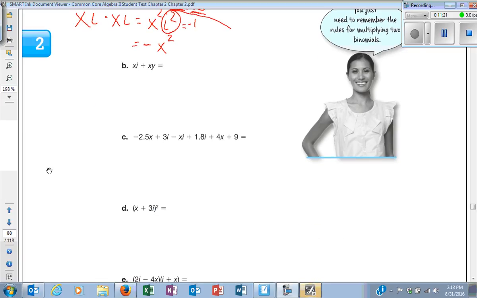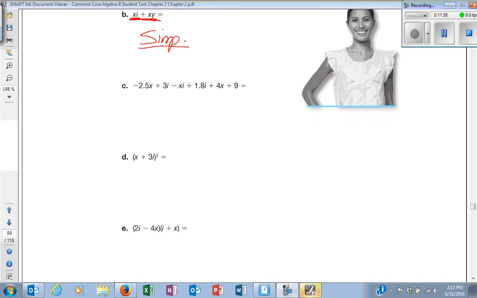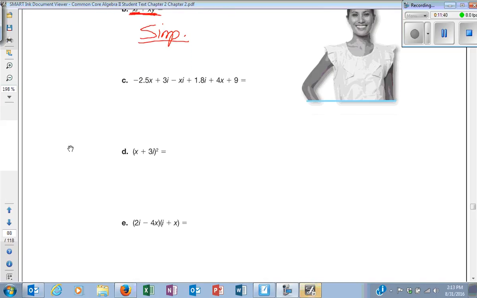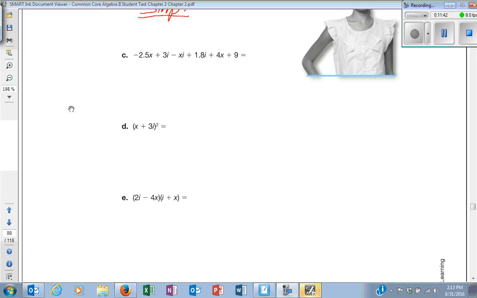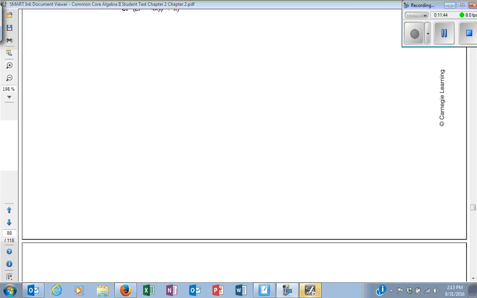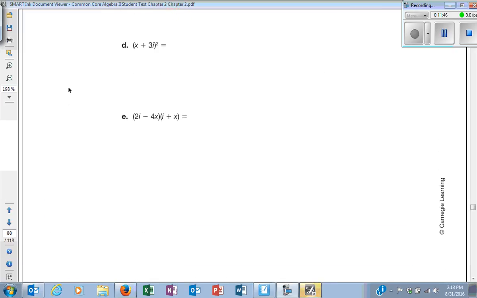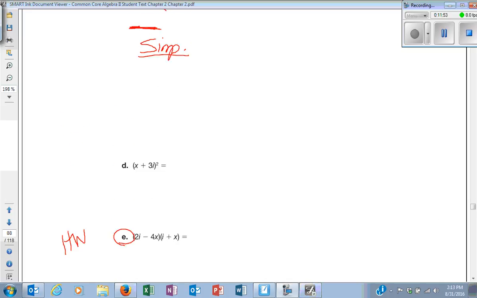Now B looks fairly similar, but here we have xi, here we have xy. You cannot combine those. That is as simple as it gets, so that is already simplified. You cannot simplify that any further, no more work to do. Don't get freaked out by these problems down here. Take your time on them. I'm going to have you do E for homework. Notice I'm circling all the ones that you should do for homework. If you can't remember which ones you do, you can look them up on YouTube.